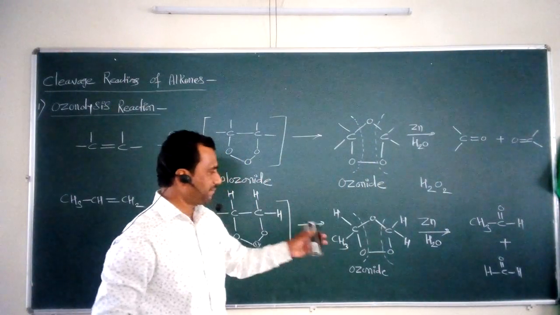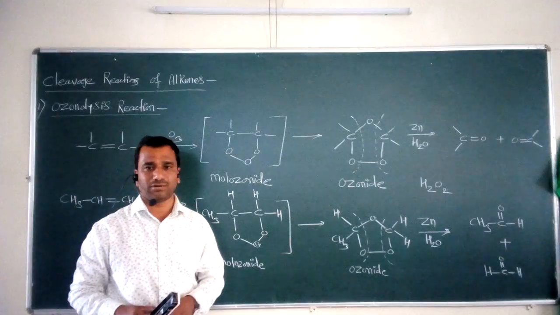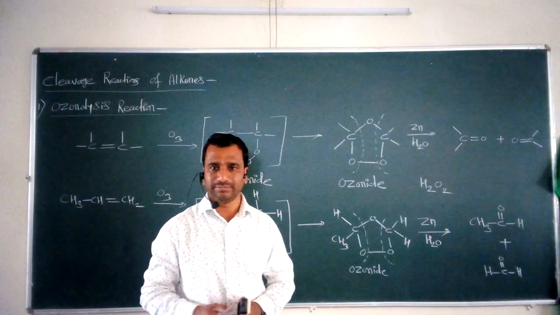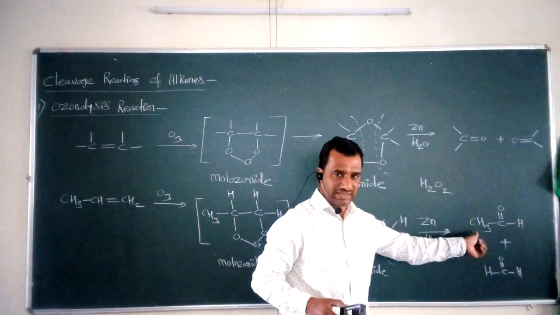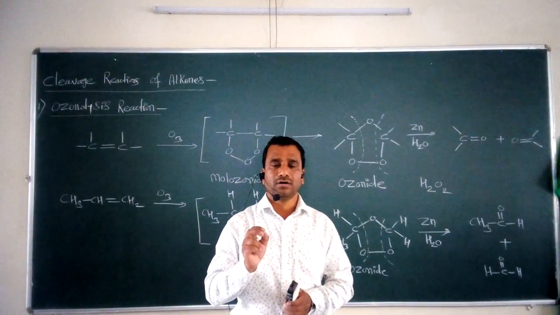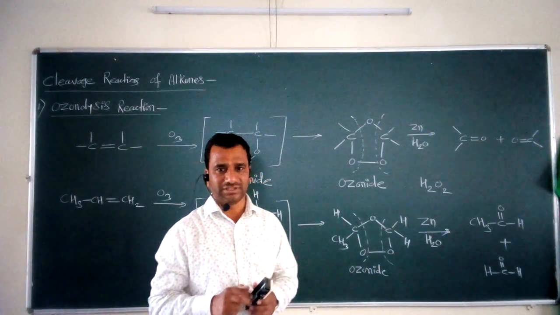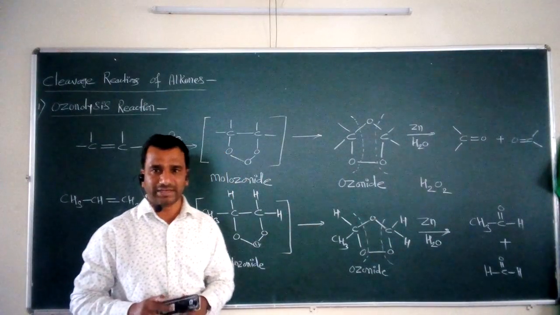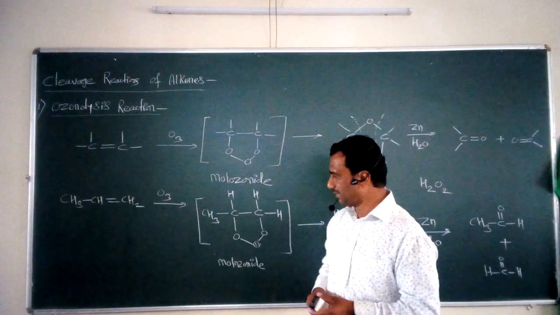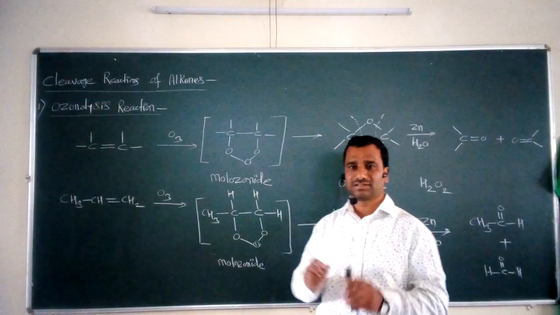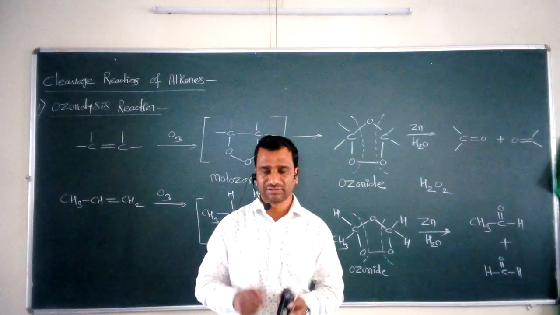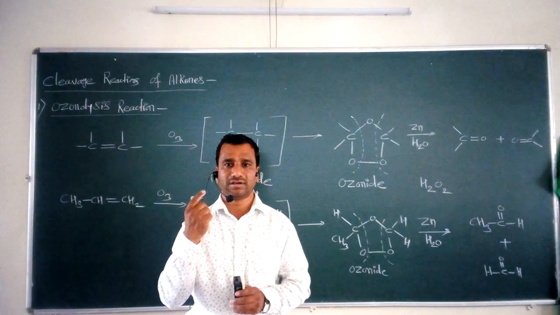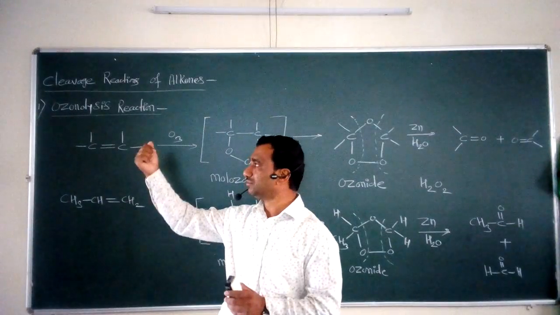So we can say that after the interaction of this ozonide with zinc and water, two different types of carbonyl compounds are formed. One compound is called acetaldehyde and the second is called formaldehyde. So this is a very simple reaction given by these alkenes, called the ozonolysis reaction. In this reaction, two different intermediates are formed: the molozonide and the ozonide. After formation of the ozonide, we get two different carbonyl compounds. So this is the first important cleavage reaction, the ozonolysis reaction.